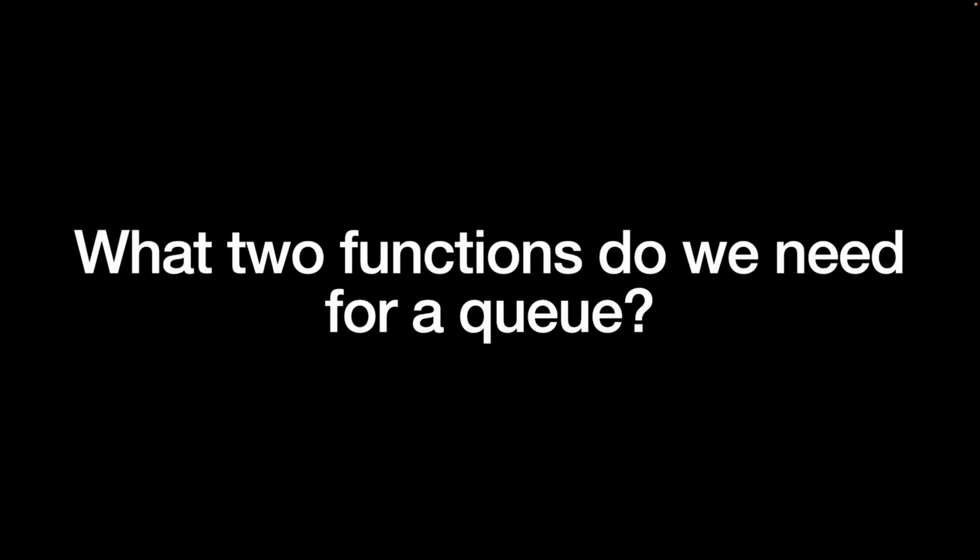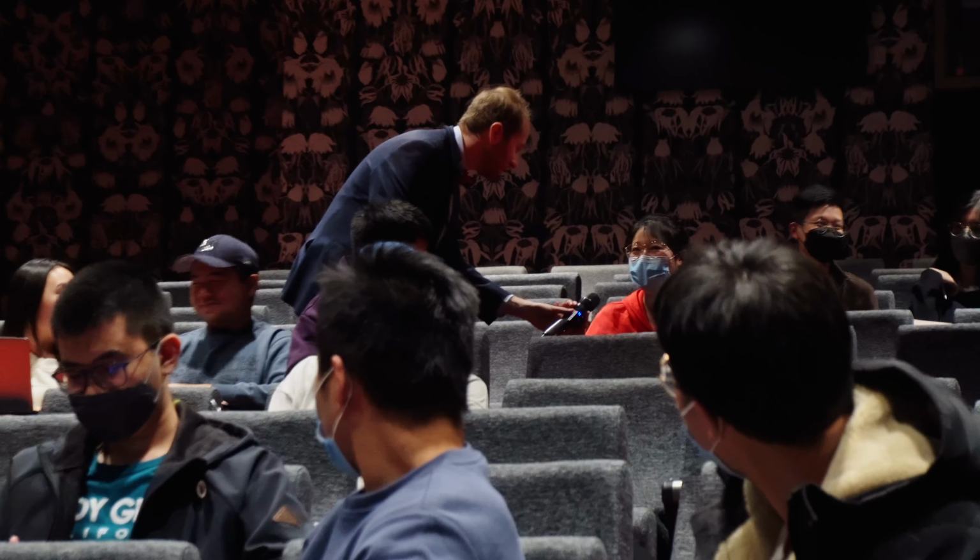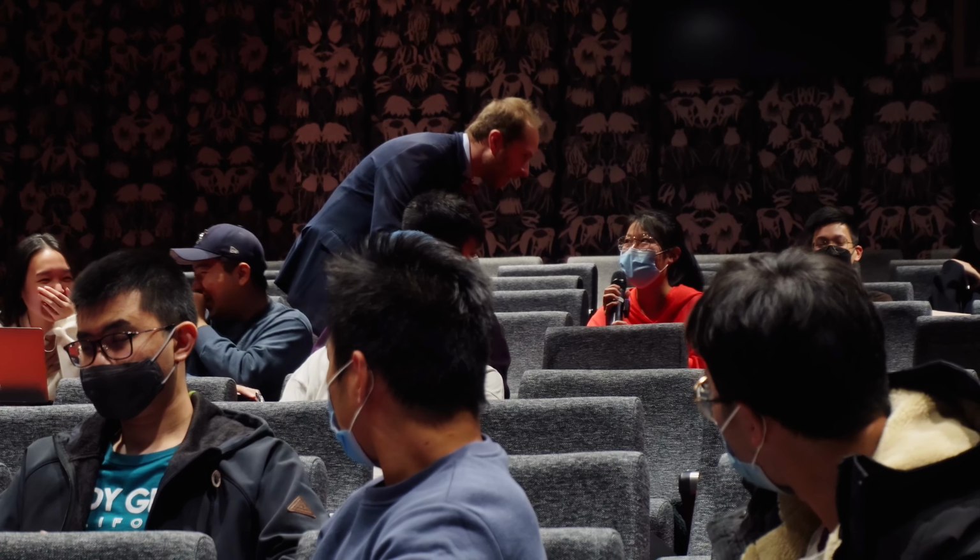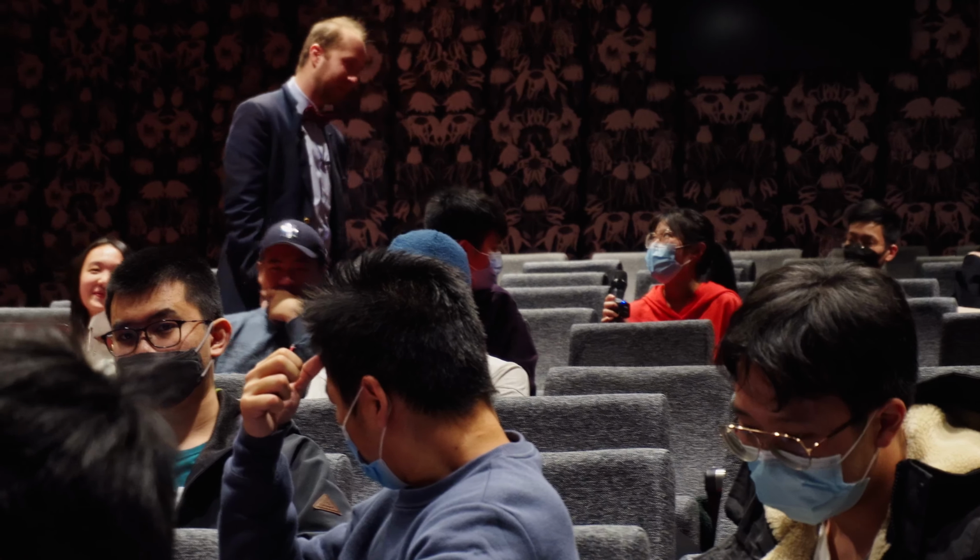We now go back to an audience question. We have our data structure, our linked list. We know how to do certain operations with it. What two functions, or what two operations, do we need for our linked list in order to build a queue? What was your name? Aris. Aris. I think I remember you from much earlier in the semester.